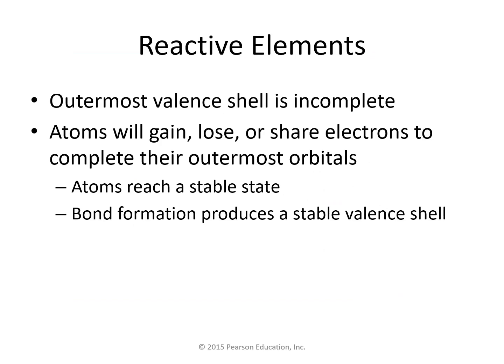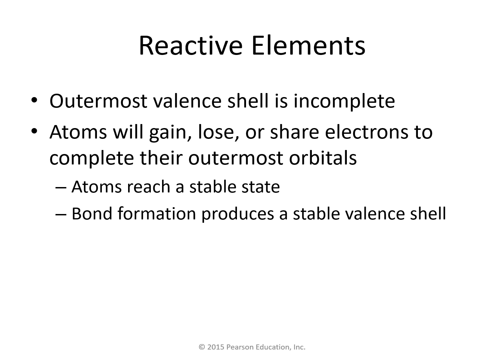Reactive elements refers to atoms in which the outermost valence shell is incomplete, right? And so what these atoms will do is gain, lose, share, do anything possible to complete their outermost orbitals, so that their outermost shell has either two electrons or eight electrons. And again, for our purposes, we're just going to use 2 and 8, right?